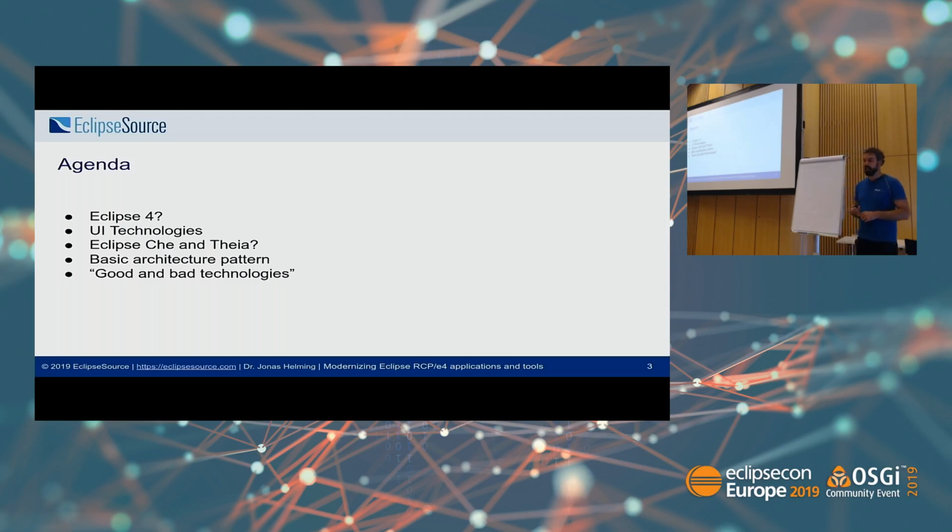What are alternatives? Then obviously I would like to quickly talk about Che and Thea, especially what does that mean if you have an existing RCP application? Can you change the target and recompile and you're done? And finally, this is a little bit of a generic part. I would like to present a basic architecture pattern that we have used a lot in projects, and that is working very well. It might look familiar if you know the model view model pattern. But I would like to map that on how you can easily apply that in Eclipse, and it has a lot of flexibility.